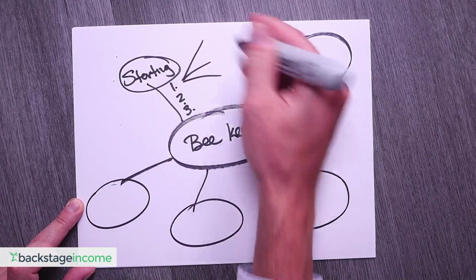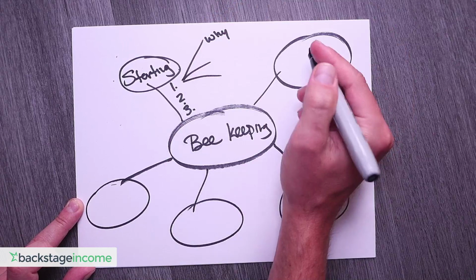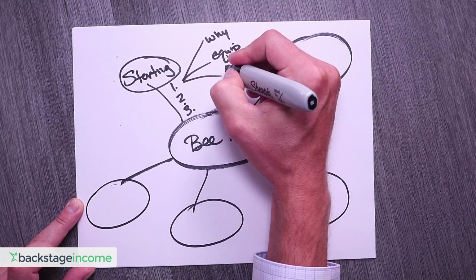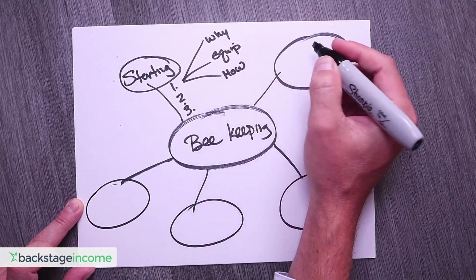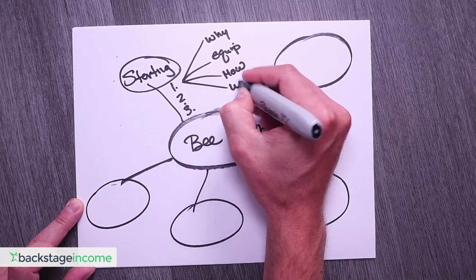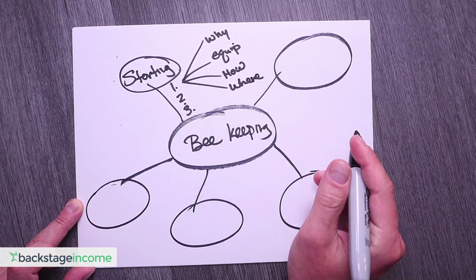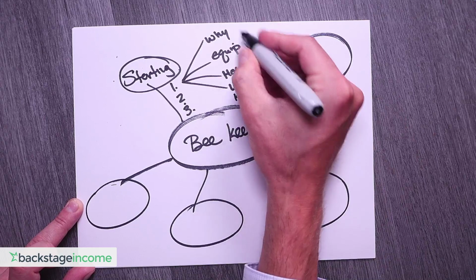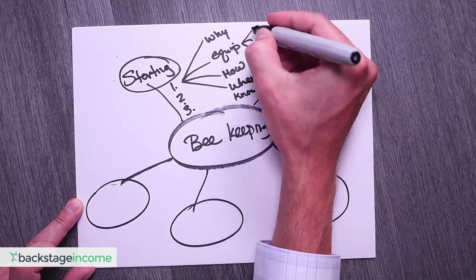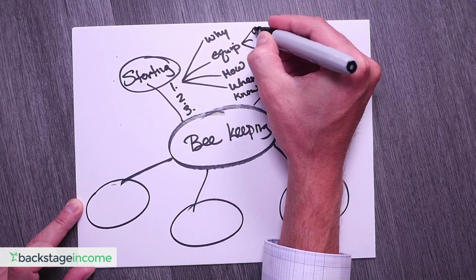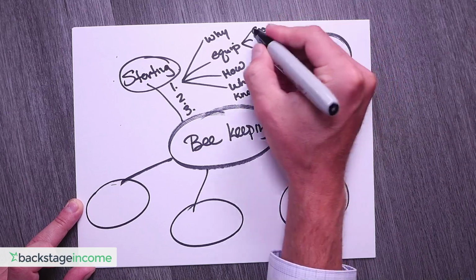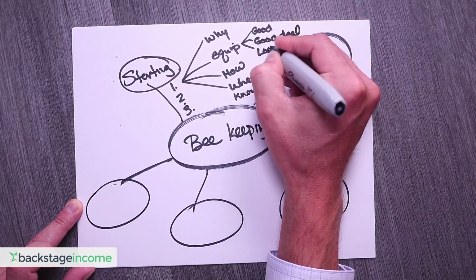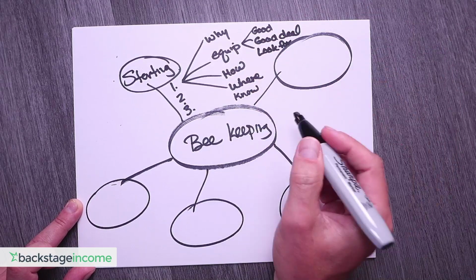So starting out, if you're brand new, you might say, hey, why am I getting into beekeeping? What are some of the equipment I need? How do I get started, or where do I purchase the equipment? So this could be kind of a where. What are the things I need to know ahead of time? Now, after that, you get more questions. How do I buy good equipment? How do I get a good deal? What am I looking for? What are the must-haves?